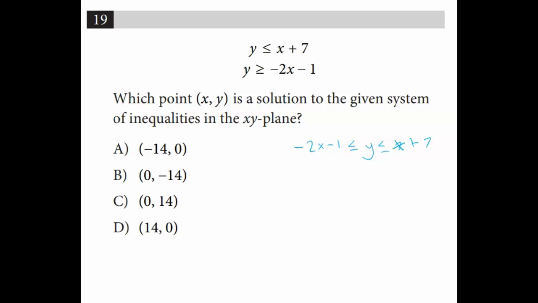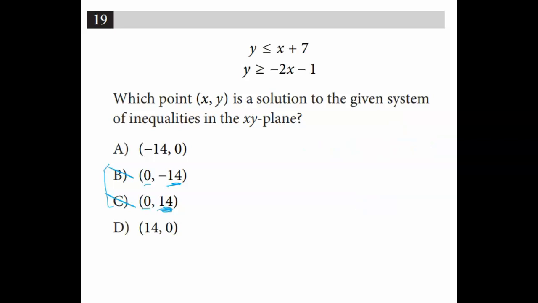I'm going to go for B and C because those look easy. Plug in 0 for x and see if I can get a correct answer. So we get negative 1 is less than or equal to y, less than or equal to positive 7. So are there any y values that hold true for this equation? Negative 14 is not greater than negative 1, so I know B is out. And positive 14 is not less than or equal to 7, so C is out. So now we know B and C are incorrect answers because they do not fit into that equation.